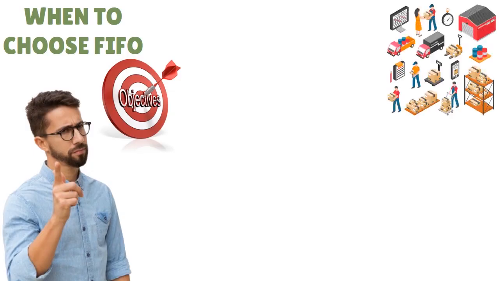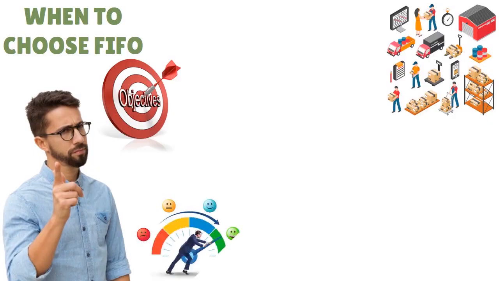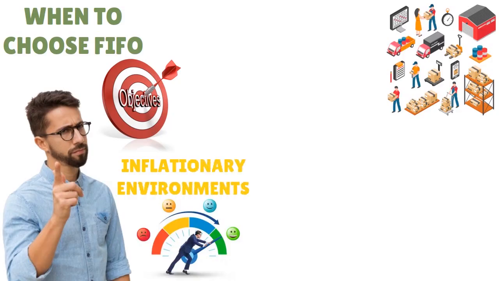So when should you choose FIFO, for instance? FIFO is best used when you want to keep pace with the actual physical flow of goods. Let's say you are in an industry where products have a short shelf life, or you want to align cost of goods sold with the actual order of inventory acquisition. This is going to help you keep track of the inventory optimization process. And FIFO is also ideal for an inflationary environment when prices are rising because it results in lower cost of goods sold and higher reporting profits.